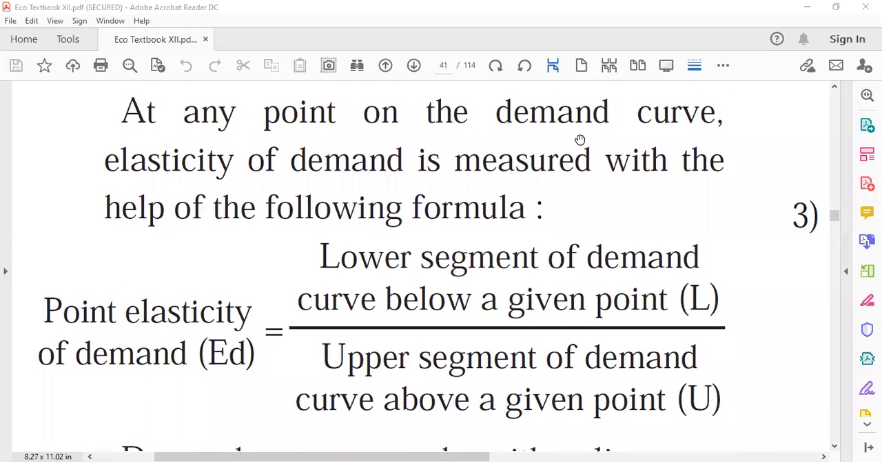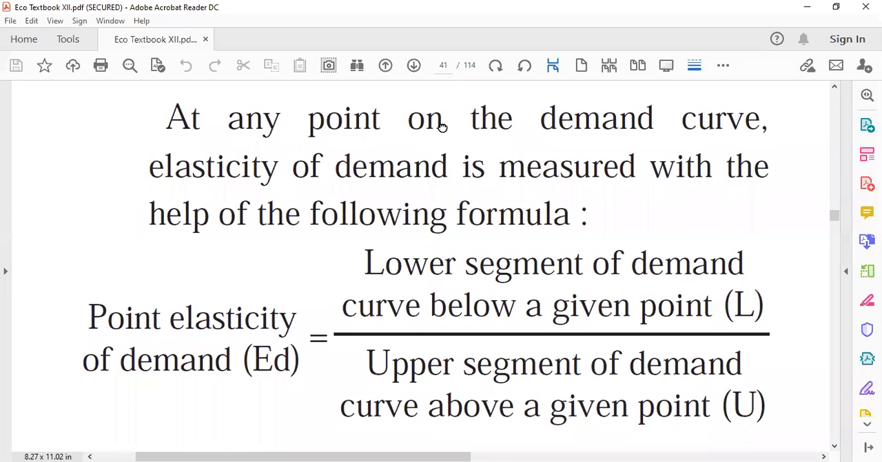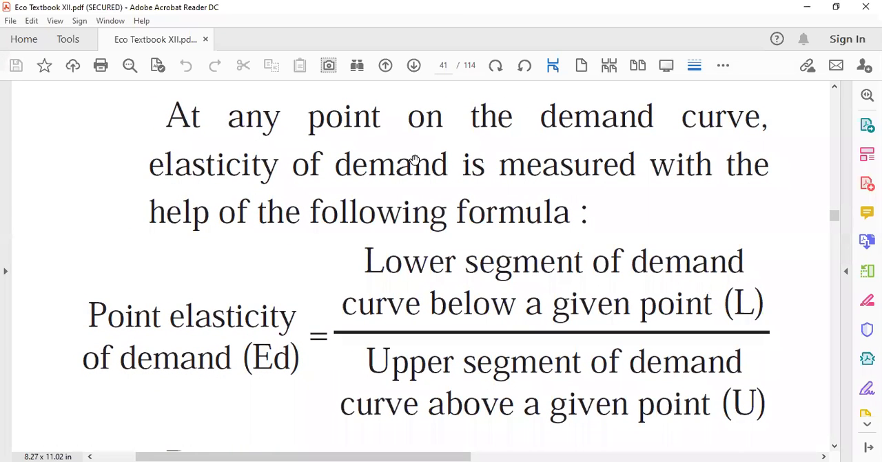अभी पॉइंट मेथड में हम लोग इलास्टिसिटी कैसे कैलकुलेट करते हैं? इन केस ऑफ पॉइंट मेथड we measure the elasticity of demand by selecting any one point on the demand curve. After selecting the point on the demand curve, we will calculate the distance of that point on the demand curve from x-axis and y-axis.